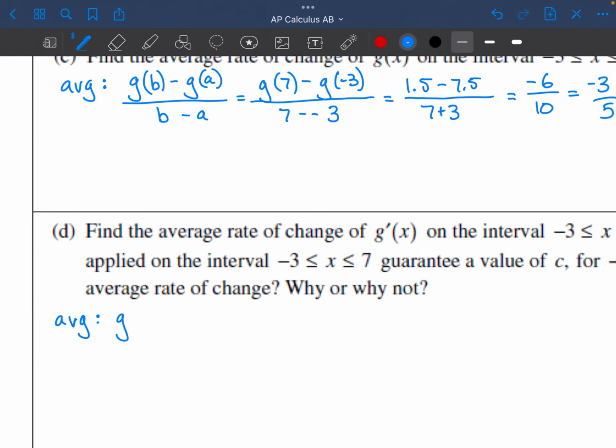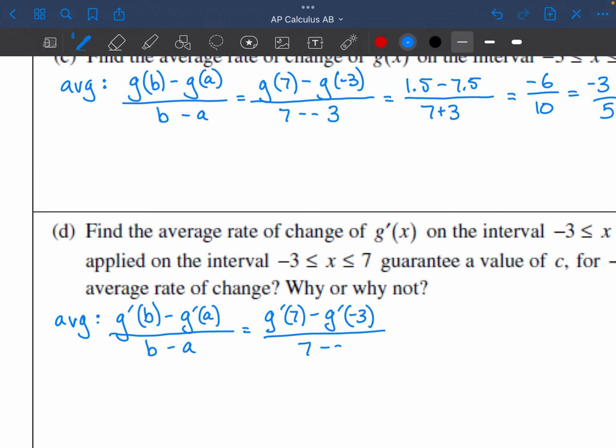Average is, okay, I'm not talking about G anymore, I'm talking about G prime. So G prime of B minus G prime of A, all of this divided by B minus A. And it's the same values as before, 7 and -3. So I'm going to do G prime of 7 minus G prime of -3. And that's all going to be divided by 7 minus a -3, double negative again.